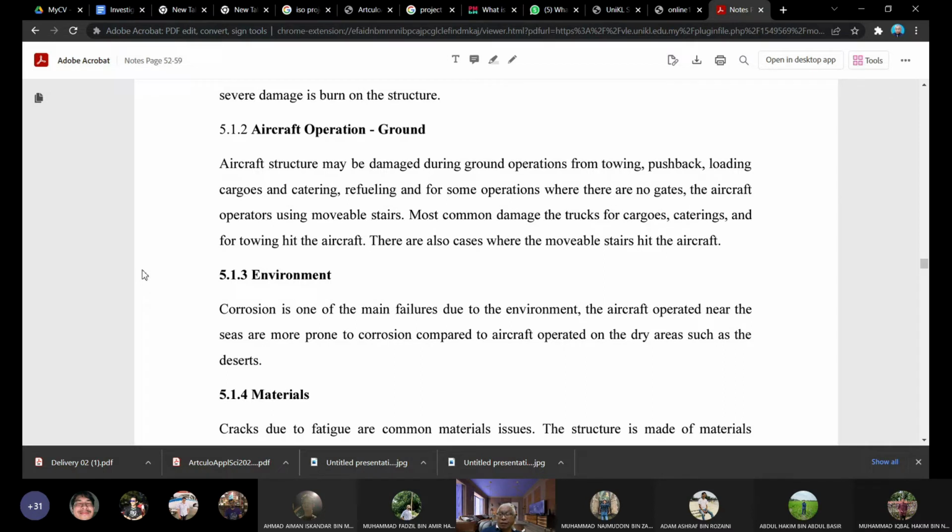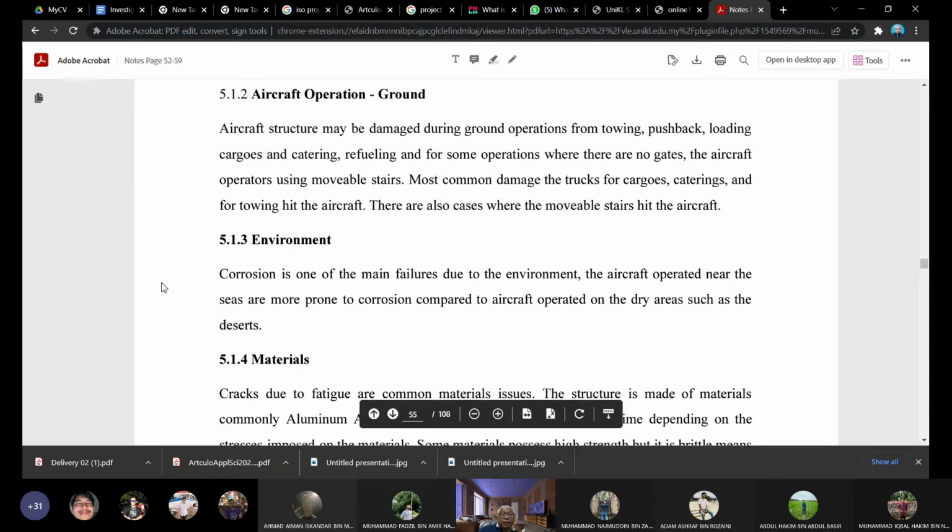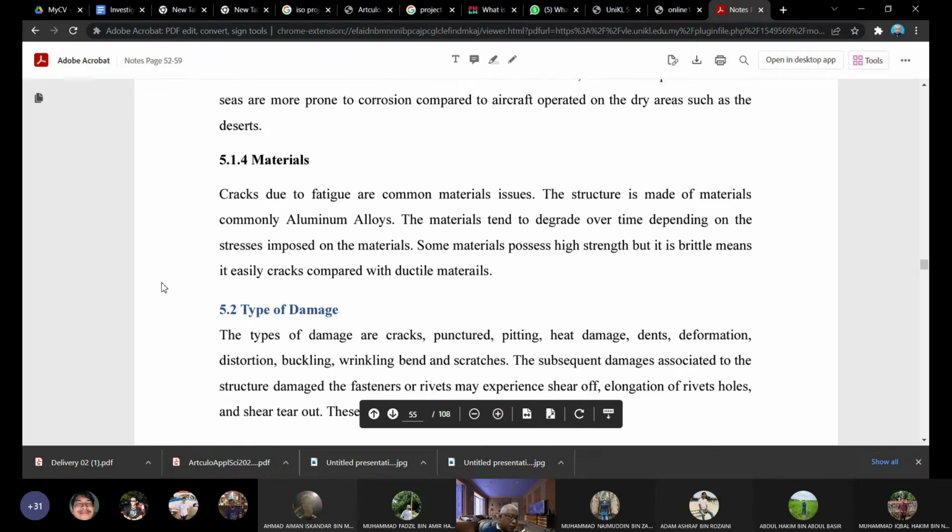Environment, obviously, is something we cannot avoid because we are operating in an area with moisture, and it's worse if you're operating near the sea because there is moisture containing salt. Salt is a good electrolyte, and obviously it will cause corrosion. So the environment can cause corrosion damage.